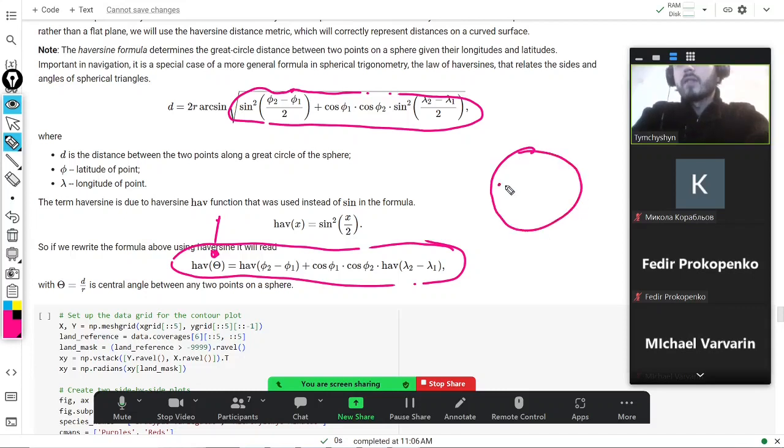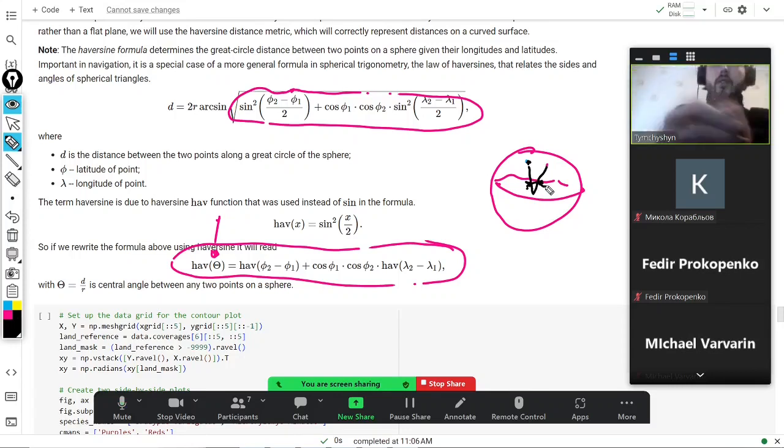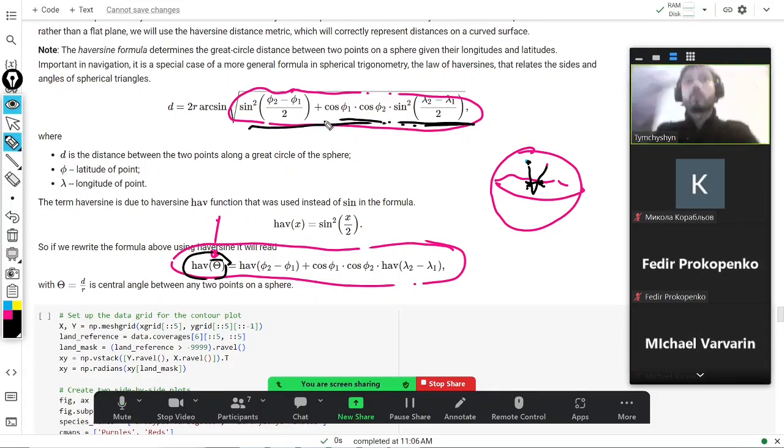So if I have a sphere, here's one point, here's another point, and the central angle between them, you can substitute that into this function, and you basically get everything that you had in here under the square root.